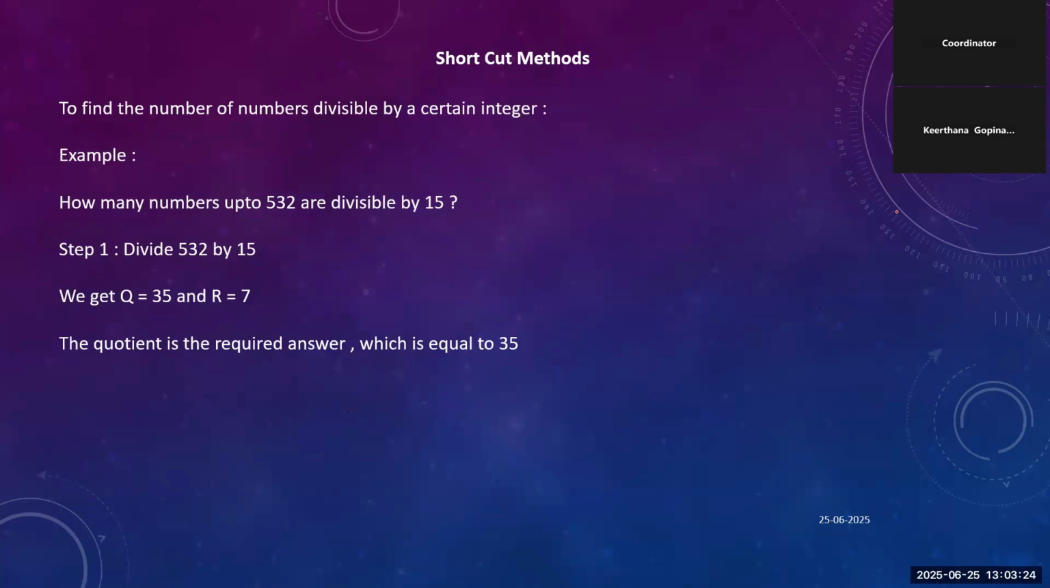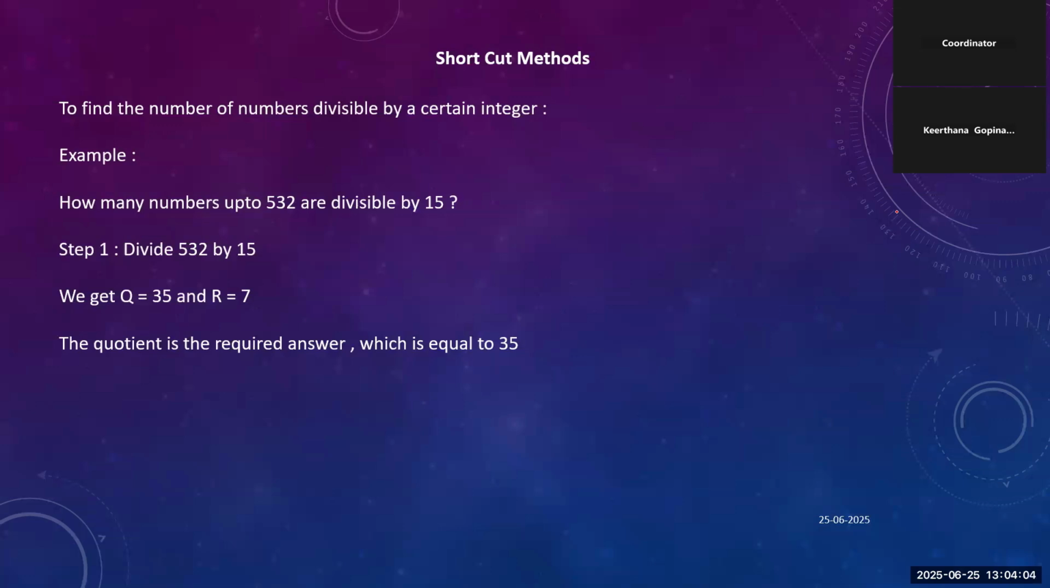Then how do you solve it? Divide 532 by 15. Simple step. Divide 532 by 15. We get Q 35 and R 7. So 35 numbers are there which are divisible by 15. That's all. Simple logic. So in these shortcuts, you must understand, Kirtana, if this type of problem comes, only then you will use this solution. You must understand the type of problem which comes and the solution which you should use.